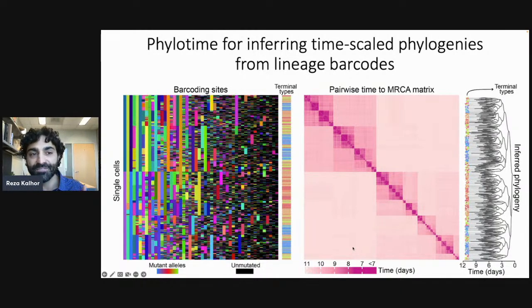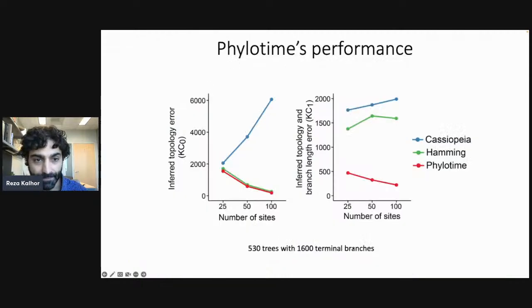Now let's look at how this Phylotime algorithm performs. These plots show the performance of the Phylotime algorithm. Let's first focus on the left side, where we are comparing only the topology of the tree inferred using Phylotime to the topology of the actual simulated phylogeny, the underlying true phylogeny. Simulations have been done with 25, 50, or 100 barcoding sites. To compare topologies, we use the Kendall-Colijn distance with a tuning parameter set to 0, which basically compares topologies. In red, you see Phylotime's performance.